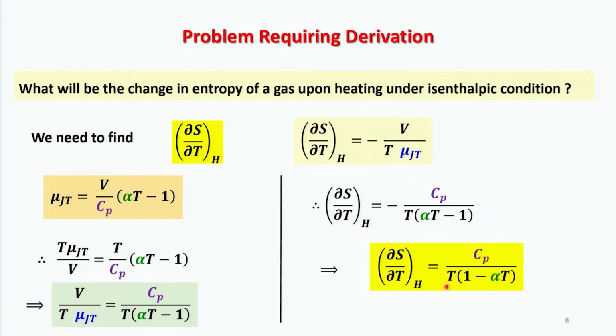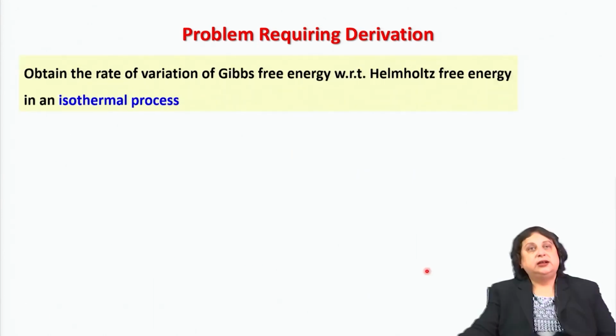So, this brings me to the next problem, which once again is something that will not be easily solvable by direct application of the Maxwell's relations. Now, what is it that I am looking at? I am looking at an isothermal process. So, the isothermal process is a very common process, unlike an isenthalpic process. But what I am looking at is something unusual.